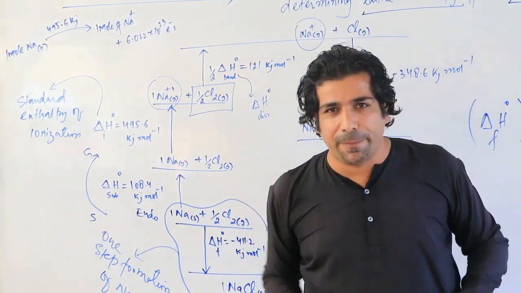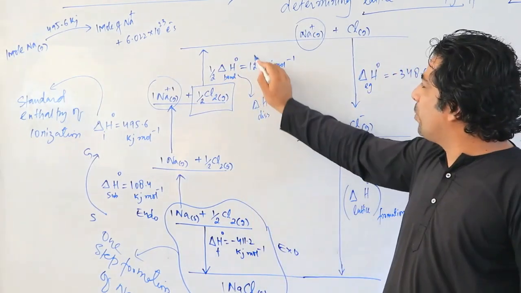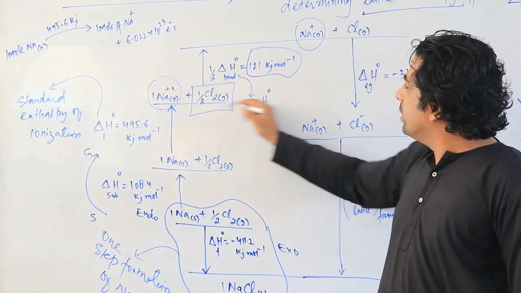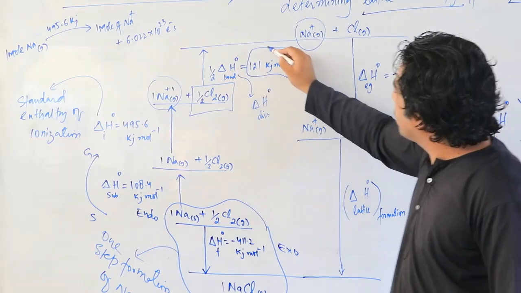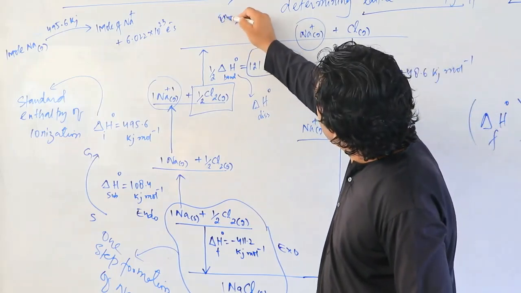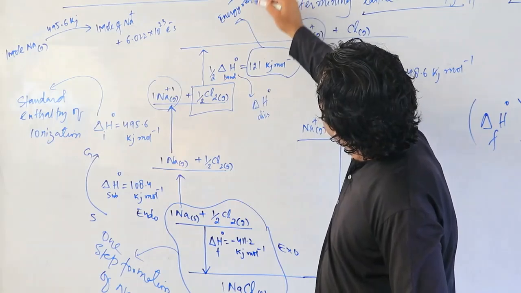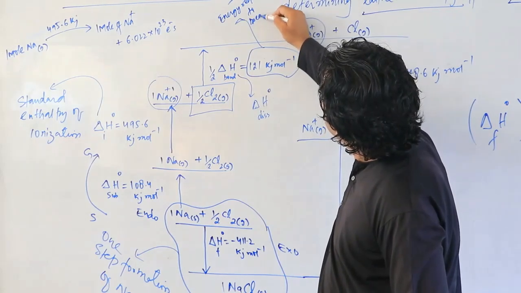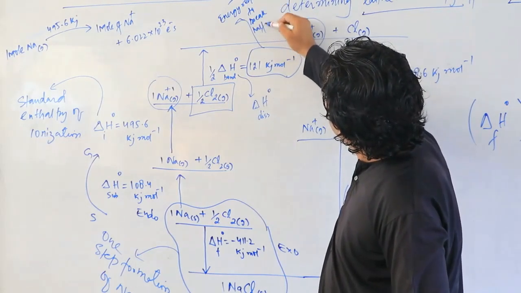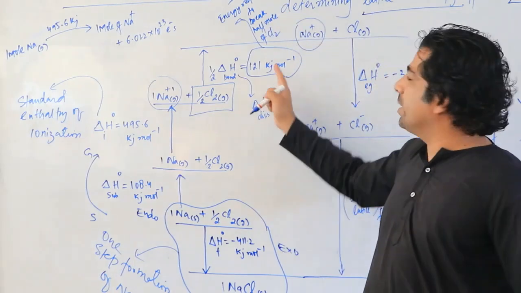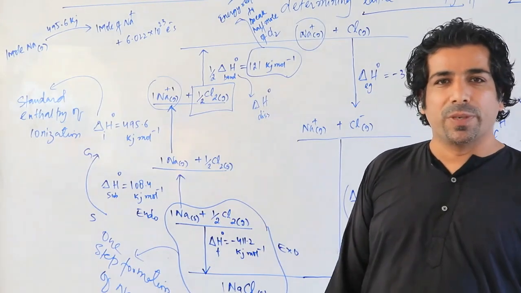Standard enthalpy of dissociation or bond enthalpy simply. So how much energy is required to break half mole of chlorine? This is the energy required to break half mole of Cl2. So this much energy is required, 121 kilojoules per mole.